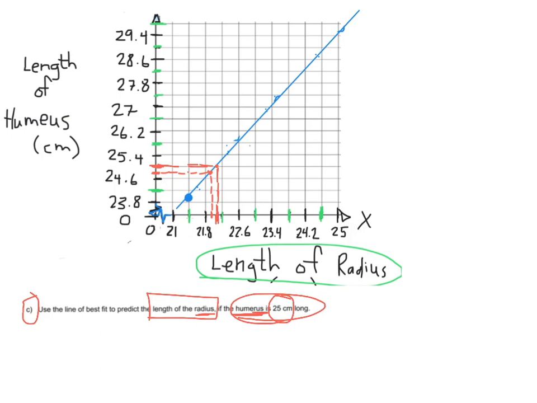Now we know that this green line right here, because every tick is 0.4, is 22.2. So if I had to estimate, I would say 22.1 centimeters. And that would be it.